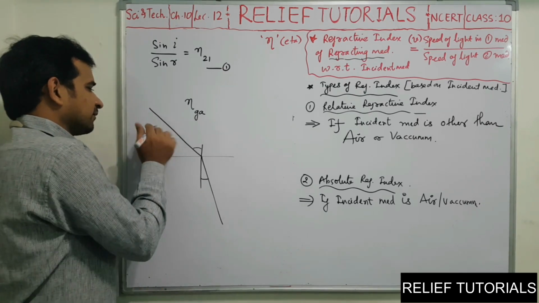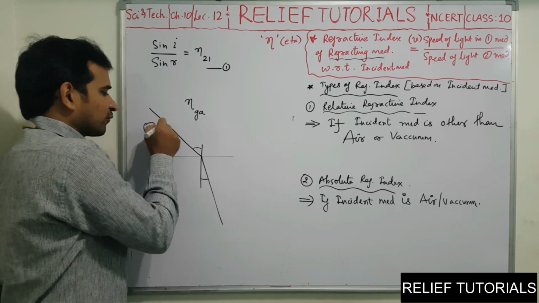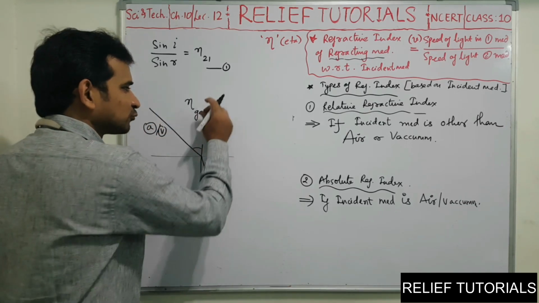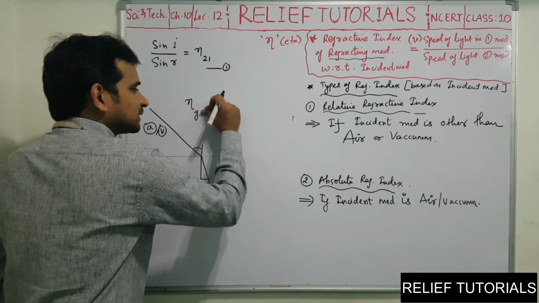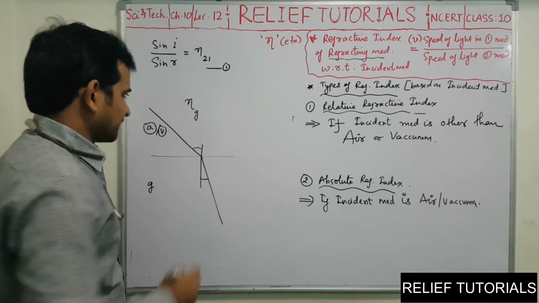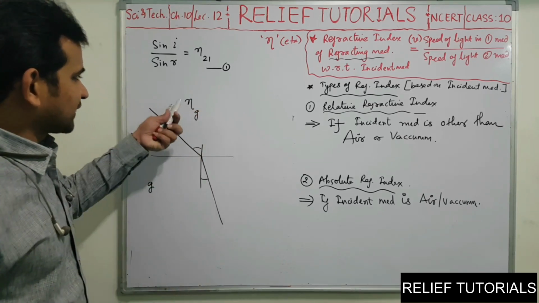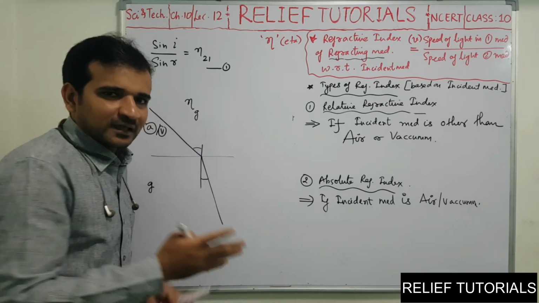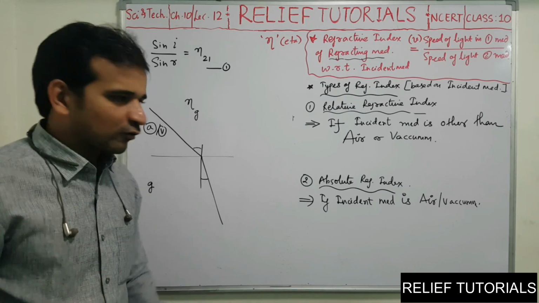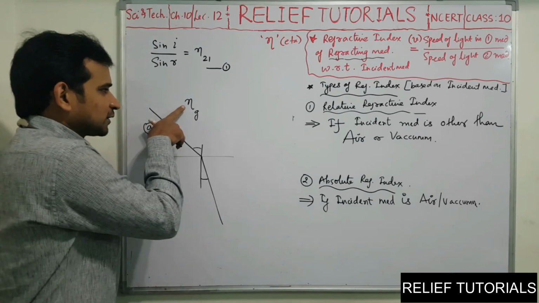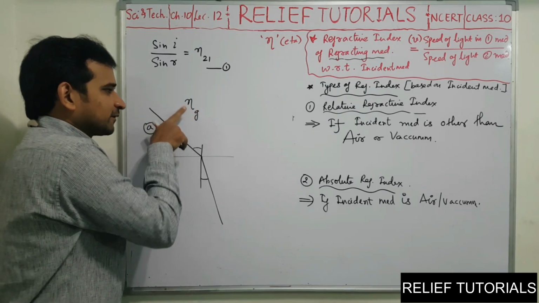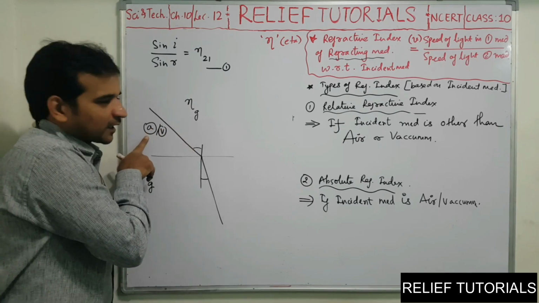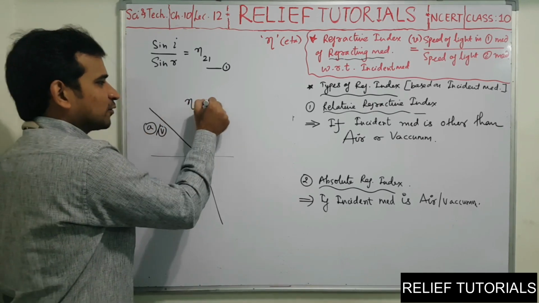But remember, when the incident medium is air or vacuum, there is no need to write the incident medium in the formula. So it is simply called the refractive index of glass. If there is no comparison with an incident medium, the incident medium is always air or vacuum. No need to specify it here in the formula.